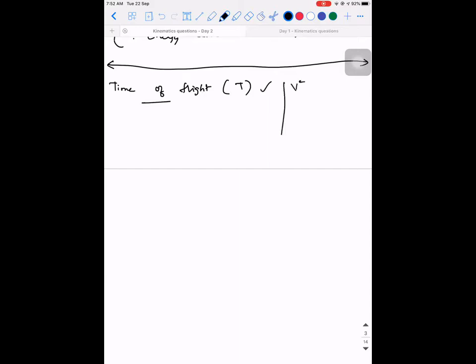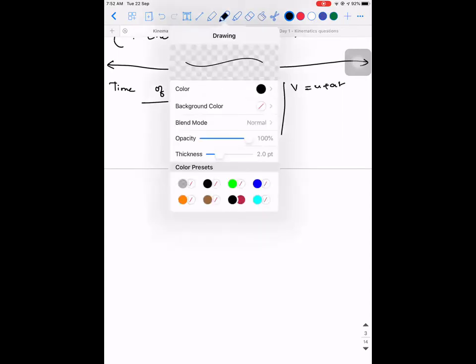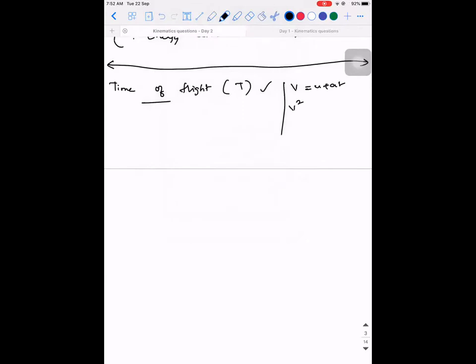V is equal to U plus AT. Then S is equal to ut plus half AT square. So now we need to look for the expression. Since we are asking about time of flight, I can think of the first equation or the third equation that I've written here. So which one is better?